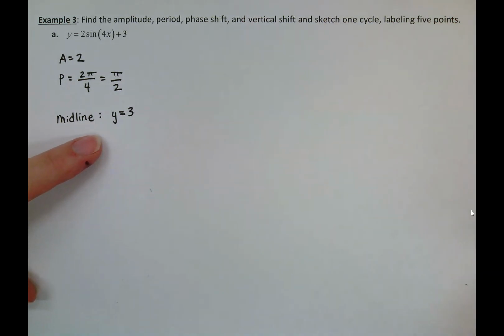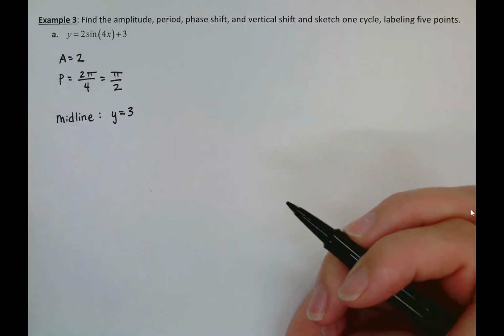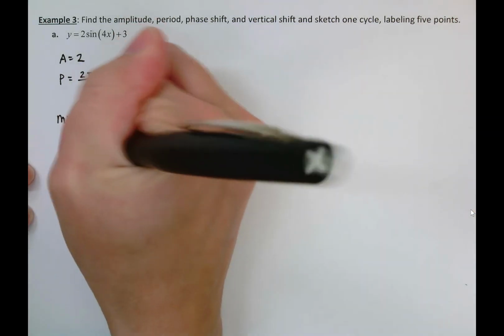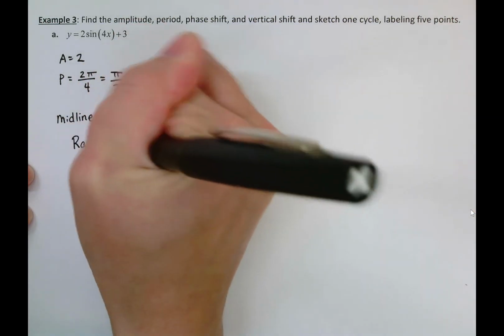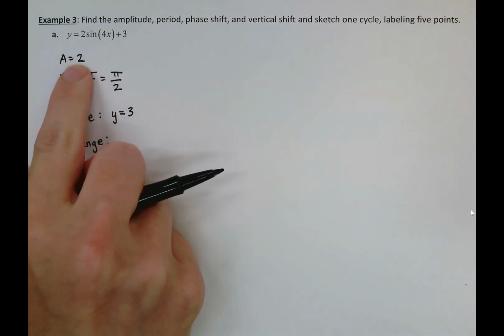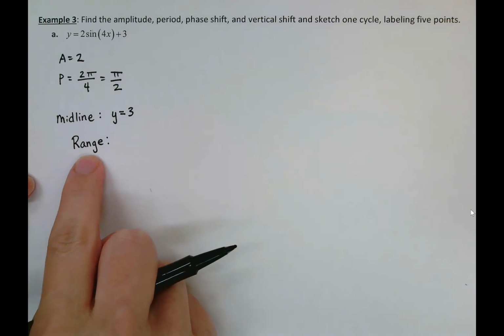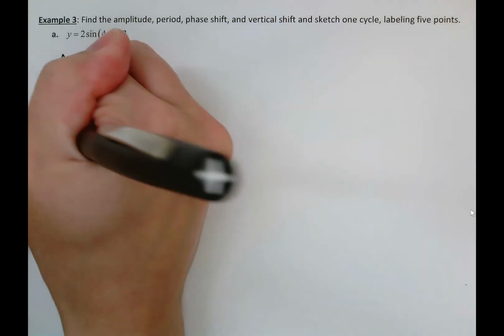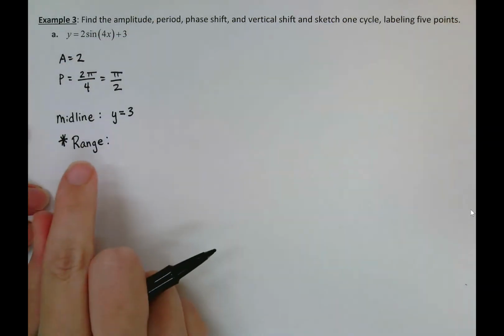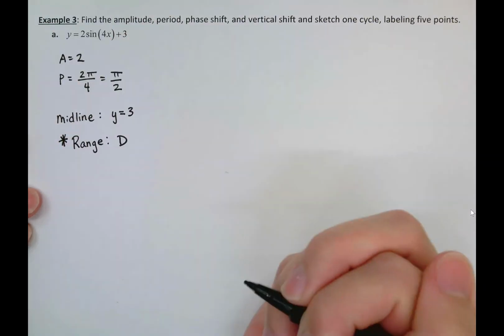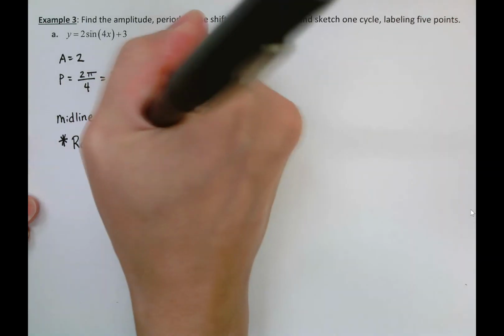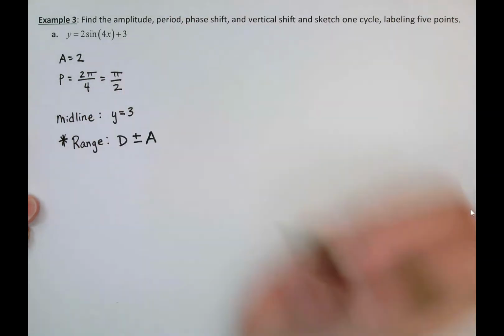Whenever I have a midline, I like to write down what the range of my values would be. With a midline of 0, our range would just be plus or minus the amplitude. But when I have the midline, that changes. So this is an important note to write down. The range of a sinusoidal graph is basically going to be my midline, or my D value from the summary, plus and minus the amplitude.